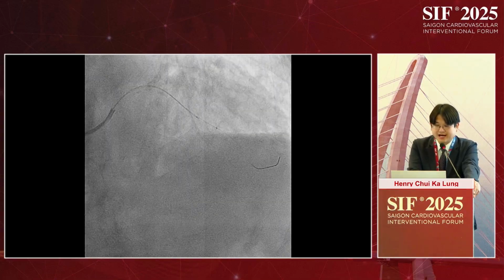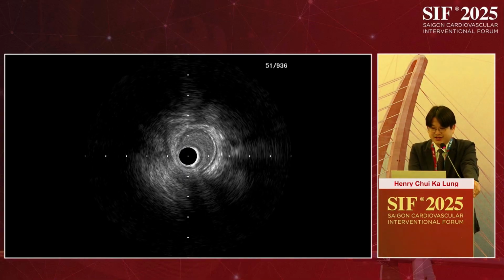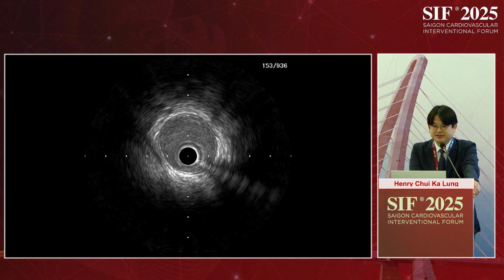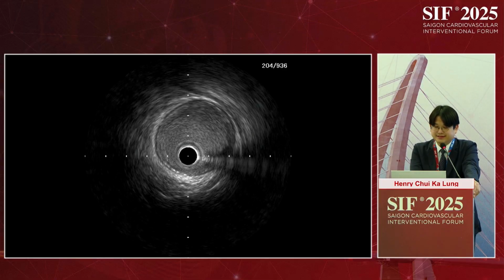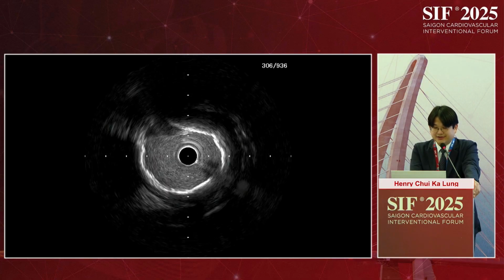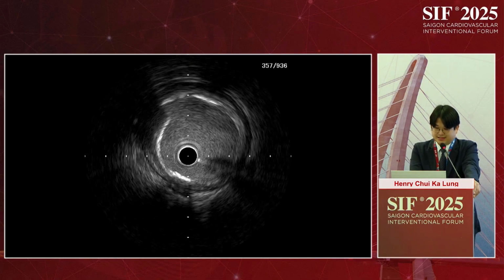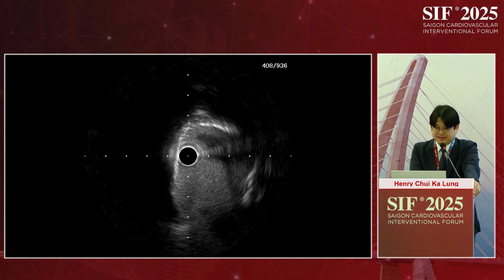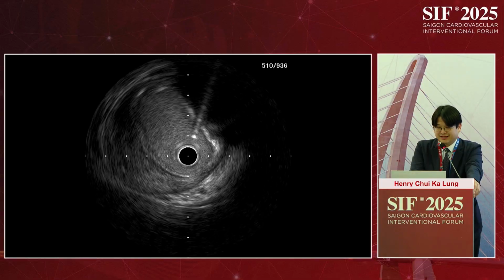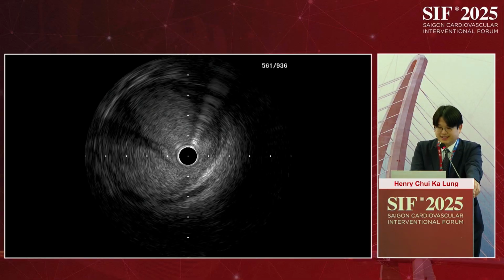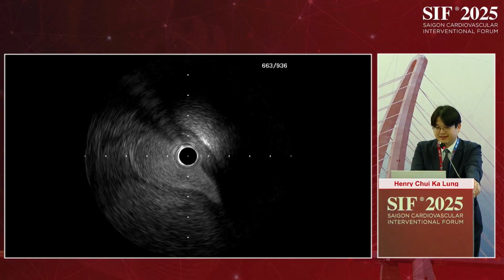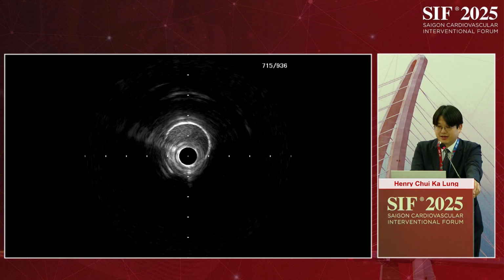So we did the IVUS. So this is the IVUS imaging. Coming from the LAD, it's normal. This one is the circumflex, with some calcified plaque. And you can see some hematoma in the left main. This is the hematoma in the left main, originating from the aorta.